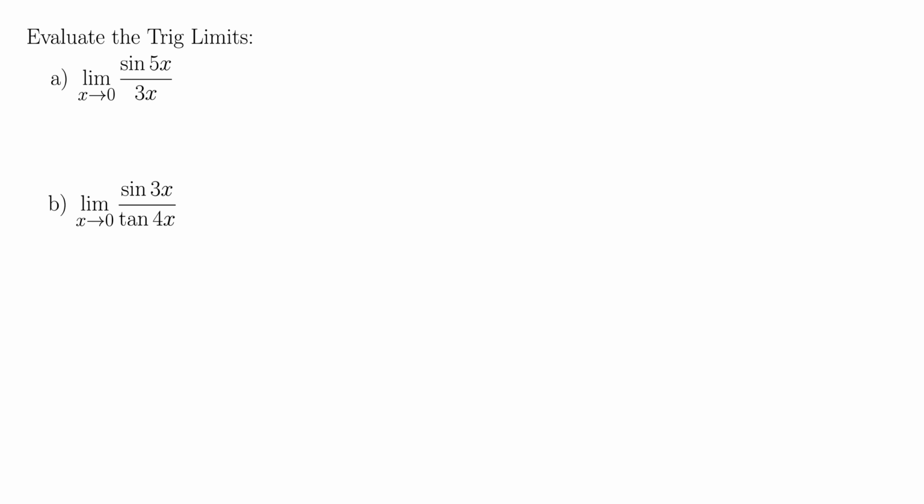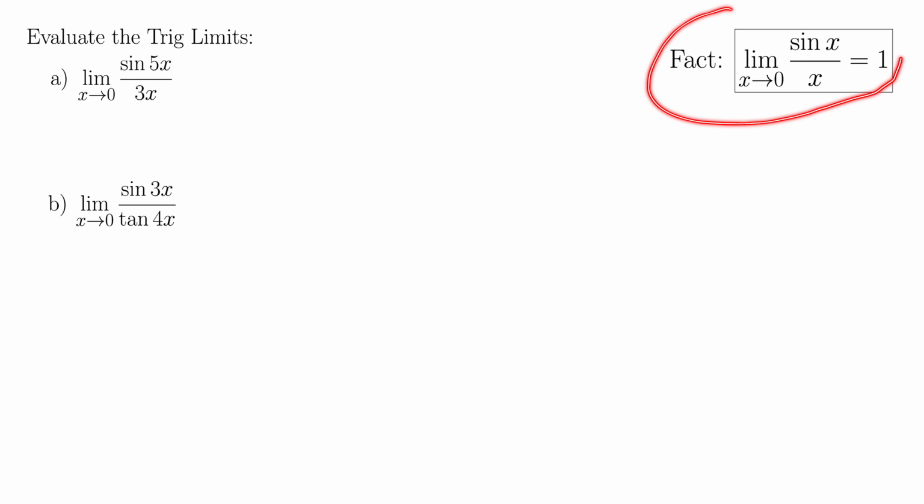This example asks us to evaluate the trig limits, and then it gives us two limits. The first one is the limit as x goes to 0 of sine 5x over 3x. Now these kinds of limits all hinge around one important fact. Recall that the limit as x goes to 0 of sine x over x equals 1.